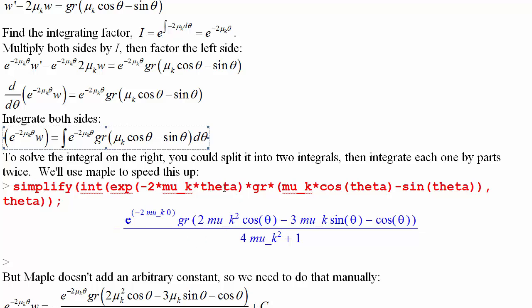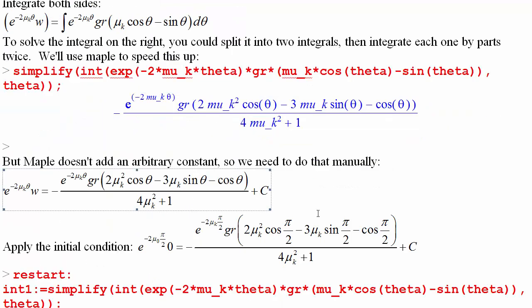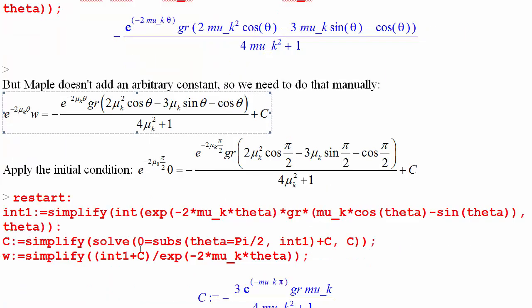So the way to do this in Maple is with this piece of code here that you'll look at in more detail in the tutorial. Maple doesn't add an arbitrary constant, so we need to do that manually. So we'll say that this is equal to the integral we got plus c. And now we want to apply the initial condition, which means substituting in that when theta is pi by 2, we've got a 0, and this is what lets us solve for c. We'll do that with Maple too.